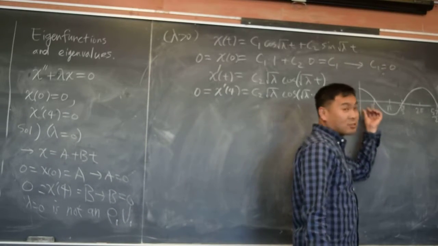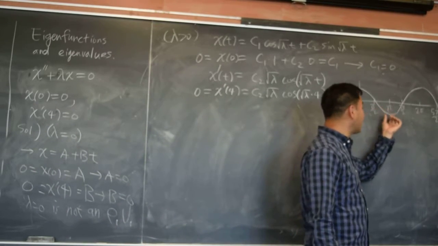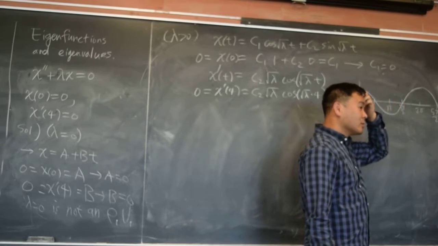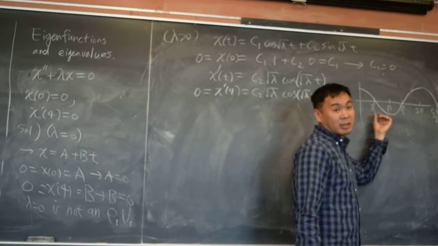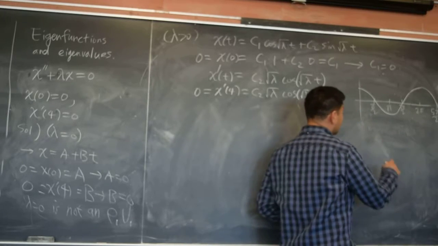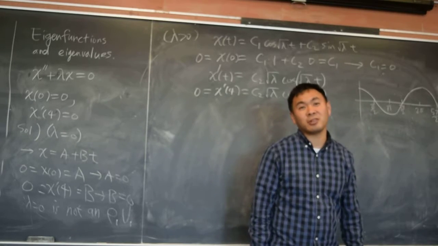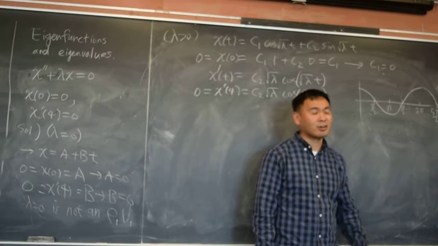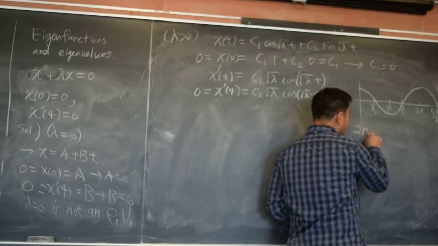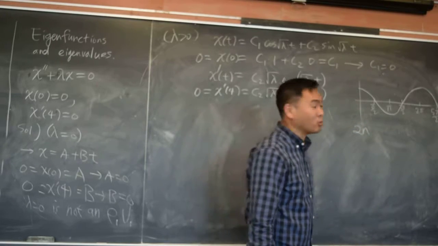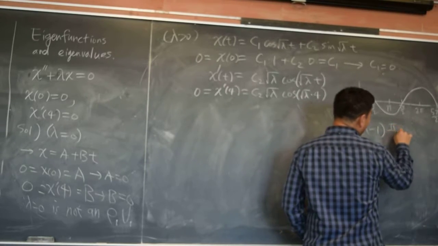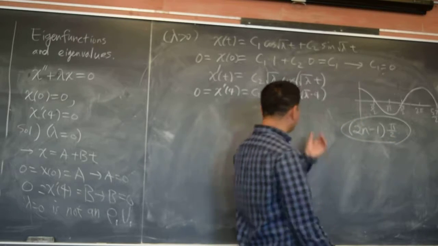Pi over 2 times some number, but if that number is even, it's not 0, right? So it has to be an odd number times pi over 2. That's when cosine is 0. How do you write down odd numbers? How do you write even numbers? 2n. 2n minus 1 will give you all the odd numbers. So 2n minus 1 times pi over 2 is when this is equal to 0.